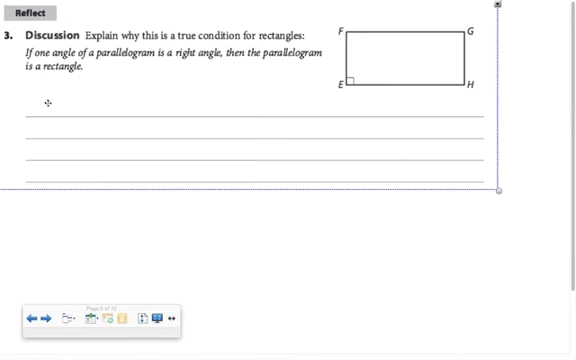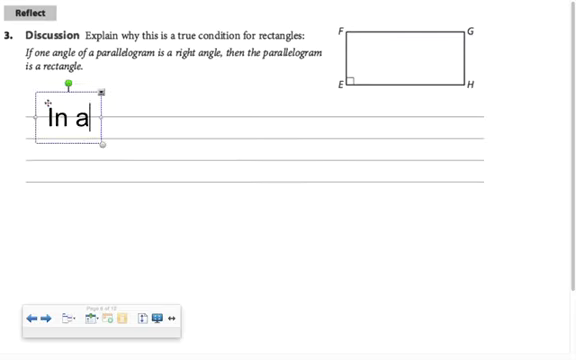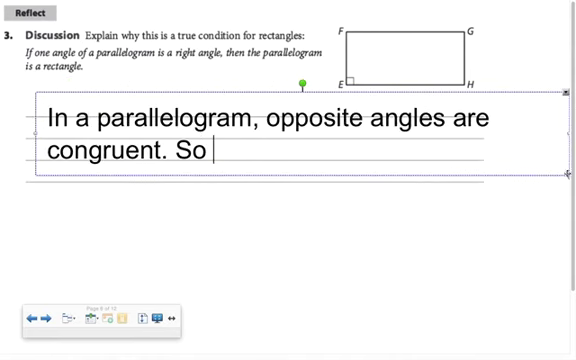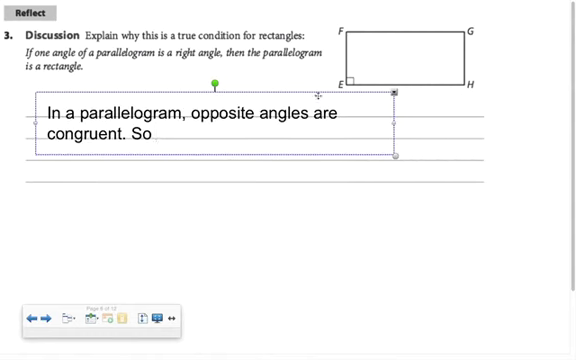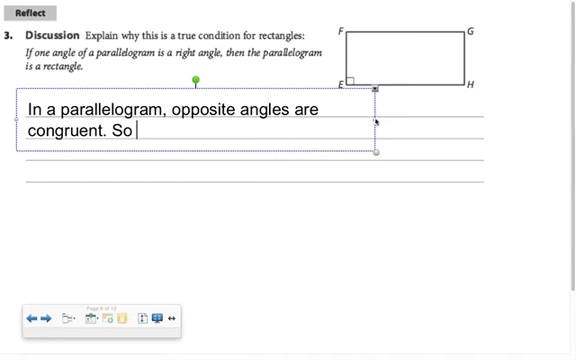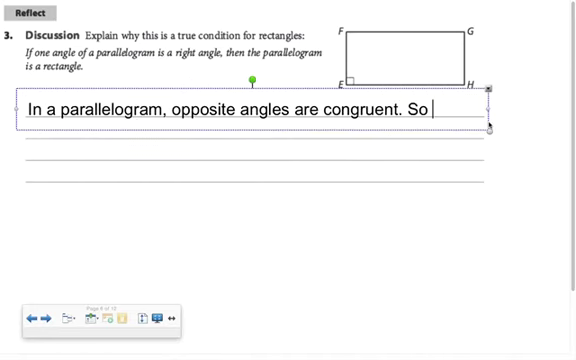In this question, we're asked to explain why this is a true condition for rectangles: that if one angle of a parallelogram is a right angle, then the parallelogram is a rectangle. Well, let's consider the fact that we already are told that this is a parallelogram. So in a parallelogram, opposite angles are congruent. So that means that angle E will be congruent to angle G, and so that makes angle G also a right angle.